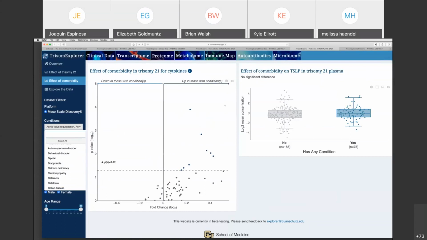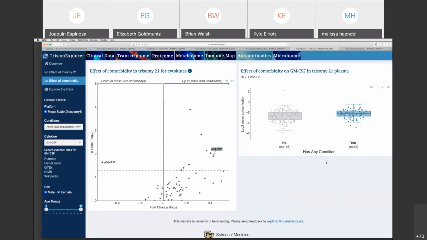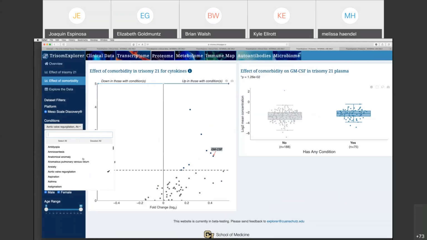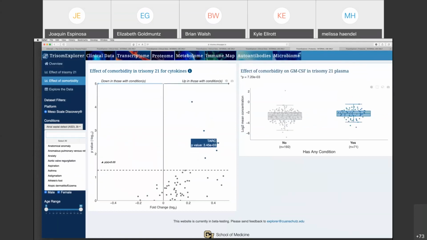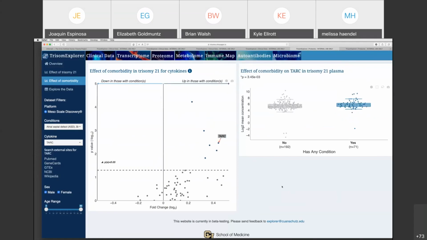So now I have cytokines that are upregulated in those 3 conditions versus those that are downregulated. And there's a cytokine here called GM-CSF that I can click on. And it is upregulated in those that have the conditions that I selected. So then I can come back to my clinical data and say, well, I wonder if that was driven by aortic valve regurgitation or the other 2. So I can unclick that. My volcano plot is repopulated. And I can see that now GM-CSF is still up, but now I have another cytokine when I just have those 2 conditions, TARC, that is the winner here, the most upregulated.